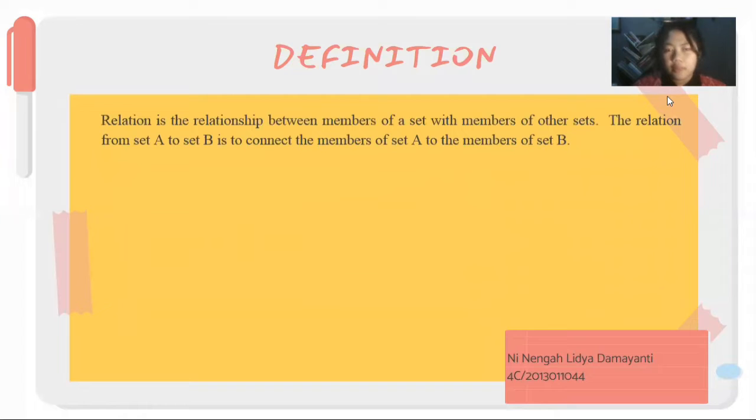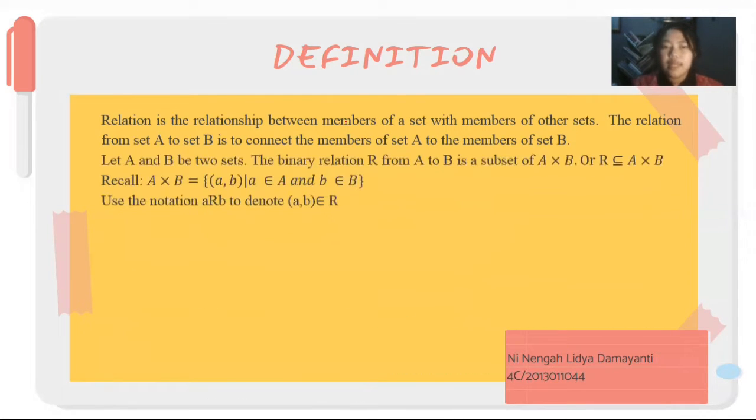So basically, the relation in math is a relationship between members of a set with the members of the other set. The relation from set A to set B connects the member of set A to the member of set B. Okay, let A and B be two sets. The binary relation R from set A to B is a subset of A cross B. Or the notation is like this: R is a subset of A cross B.